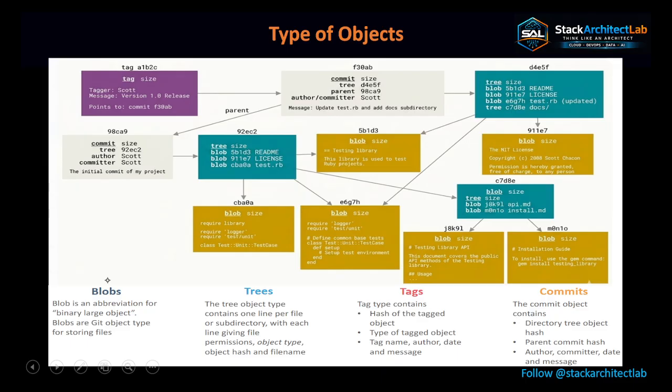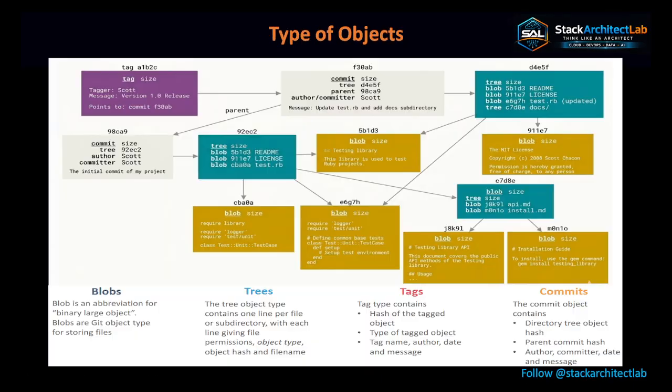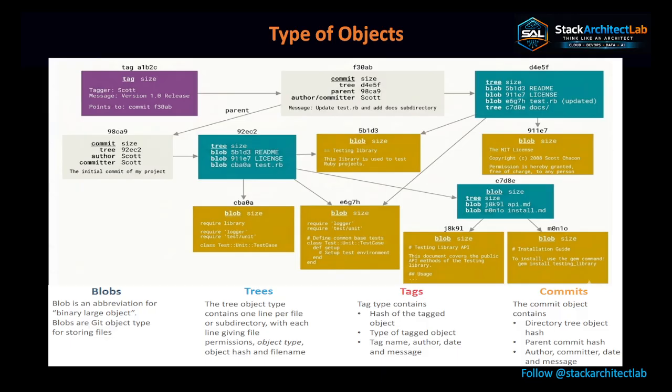So one is blob, which I showed you earlier. Just give me 1 minute. Okay, so the first thing is blob. Now, what is this blob actually? Blob is an abbreviation for binary large object. That is first. Second is tree.